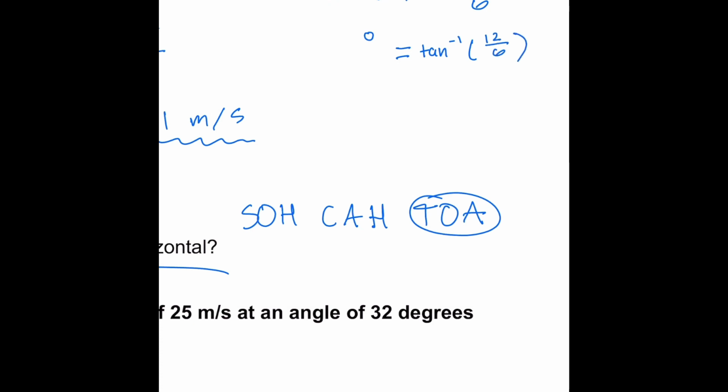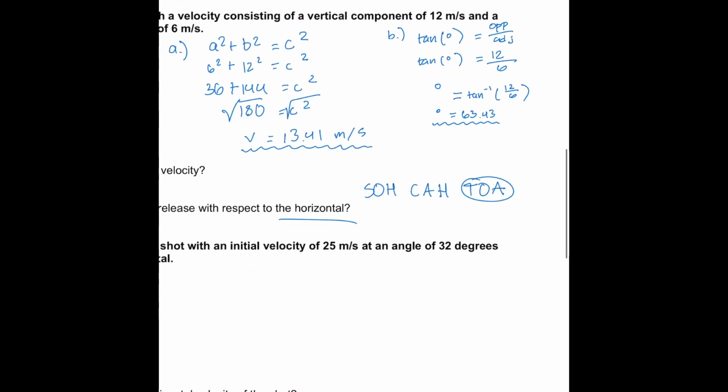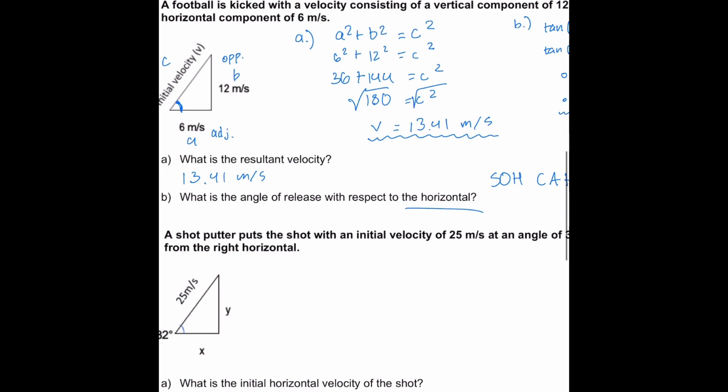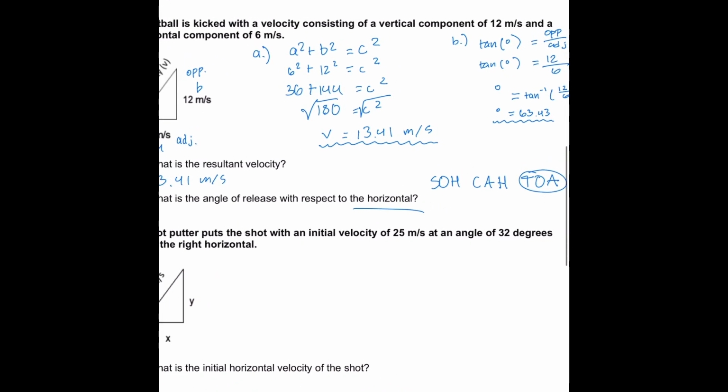When you plug it into your calculator, there's usually already a sine, cosine, tangent button, but in most cases you press second to get tangent to the -1, and you simply plug in your values, 12 divided by 6, which would give you an angle of 63.43 degrees. So that is going to be the answer for part B, the angle of release with respect to the horizontal. Alrighty.